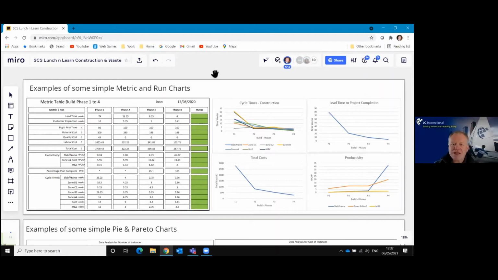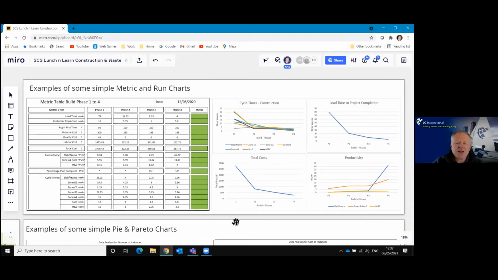And you can measure things like how long it takes to do a task. Has that improved? What's the lead time to deliver? What are the total costs encountered? And what's the right first time? And how are all these affecting the productivity?